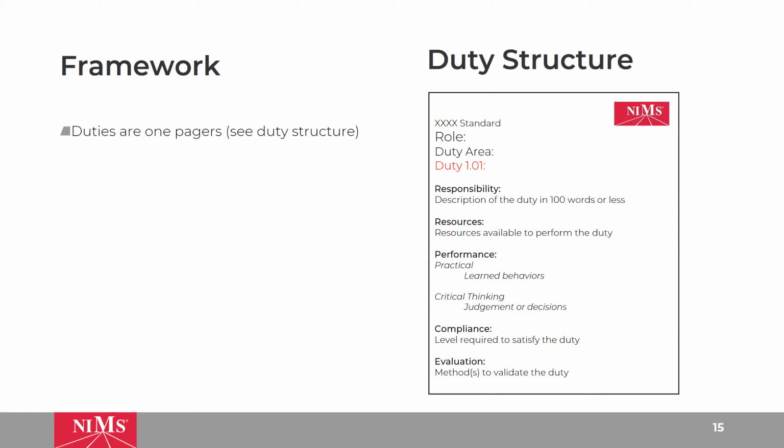The resources available to perform the duty. And performance is broken down into practical and critical thinking. So when we say practical, we're identifying learned behavior. When we say critical thinking, we're saying judgment or decisions. When it comes to compliance, we're saying the level required to satisfy the duty. And evaluation is the method to validate the duty.